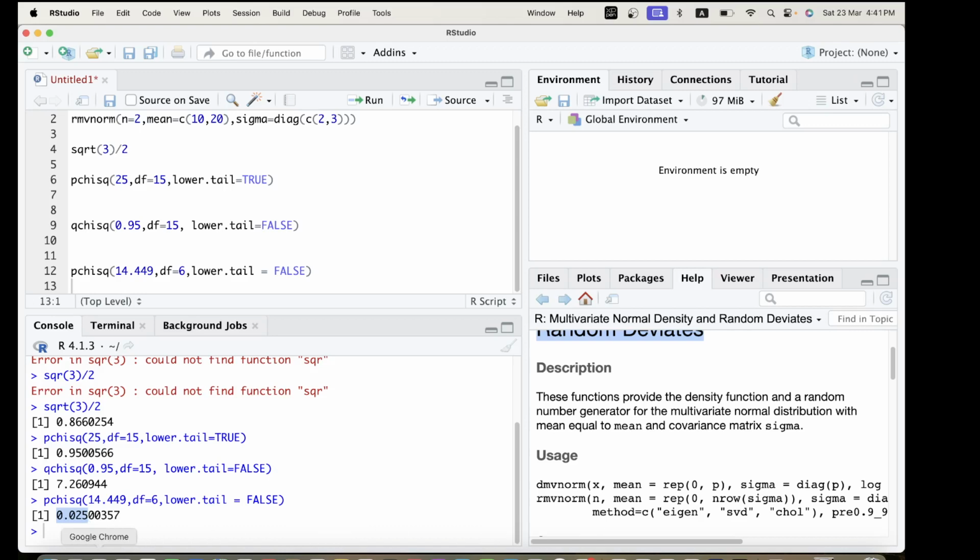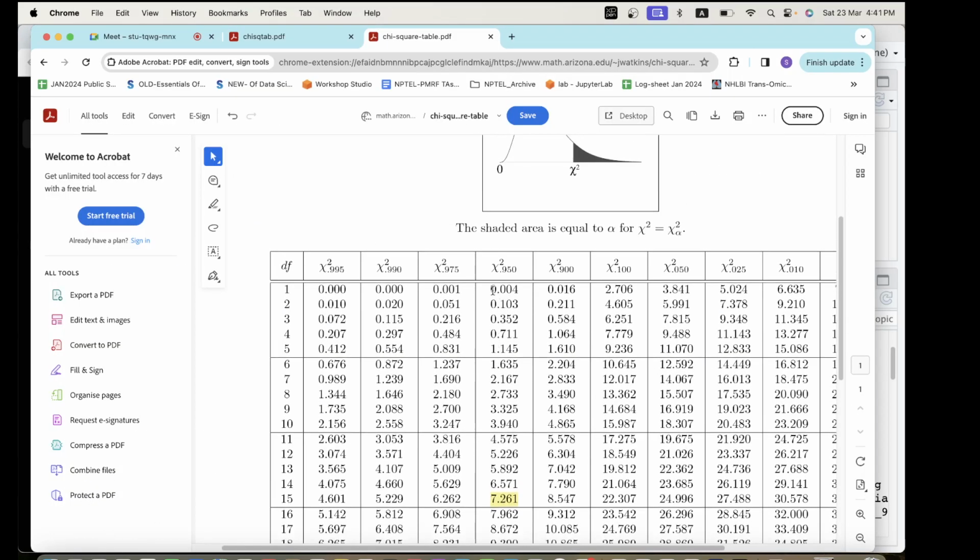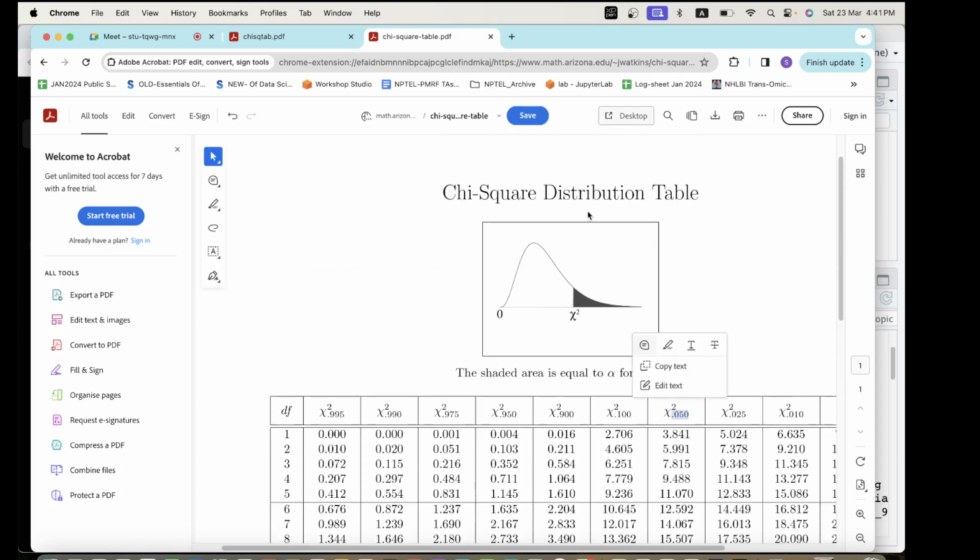So what this chi-square table is essentially giving you are the points above which this area lies. Chi-square 0.025 is the upper 2.5% area. Is it clear to you how to read a chi-square distribution table?